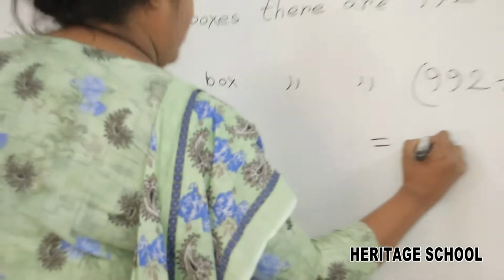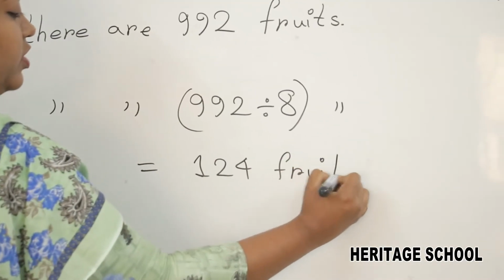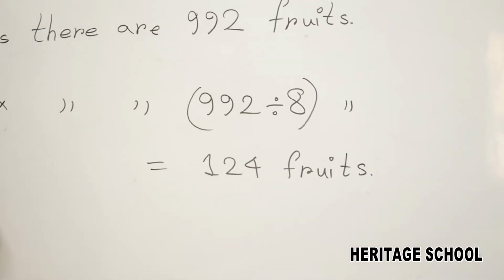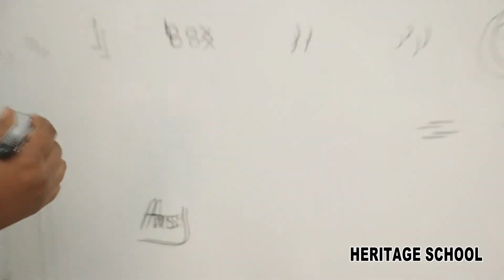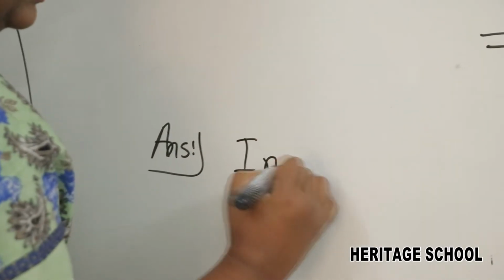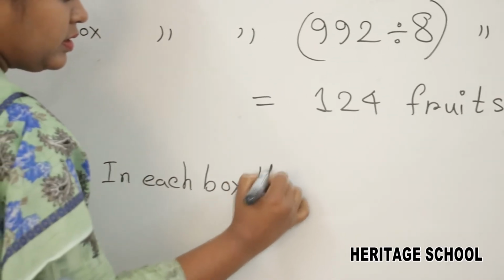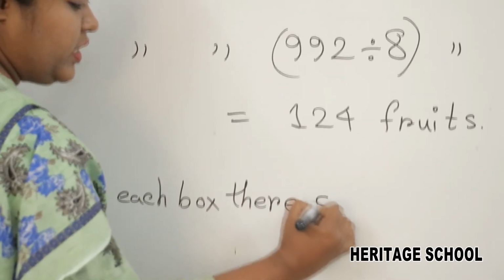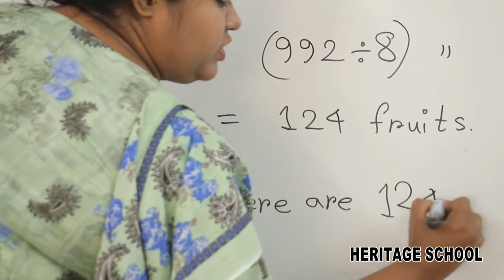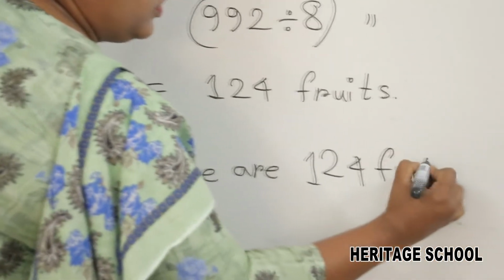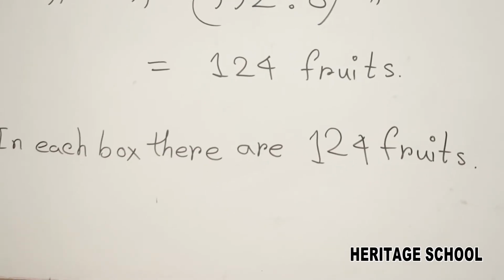Quotient is 124 fruits. In this problem, how can I write the answer? How many fruits are there in each box? We will write: in each box there are 124 fruits. Next number we will do.